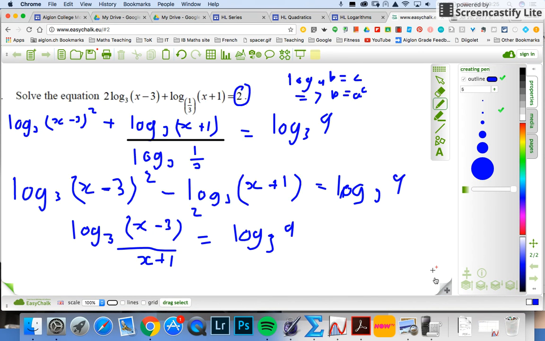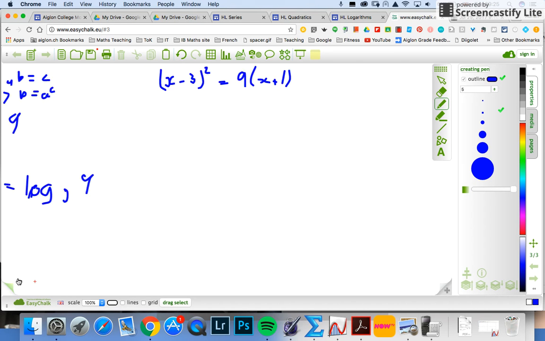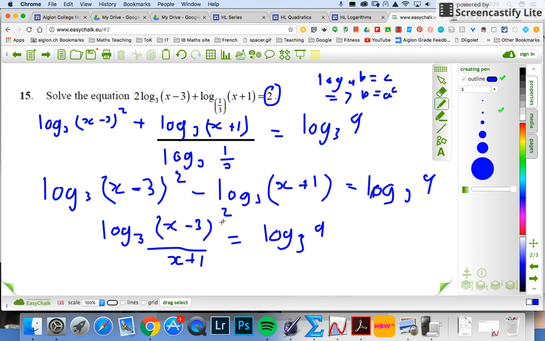So let's just get a new page. So that is going to give me x minus 3 squared equals 9 times x plus 1. That's quite a long question. Let's just go back and check up on that. x minus 3 squared, and I'm taking the 9 and timesing it by that. So just ignoring the log base 3 and using the numbers and the letters there.